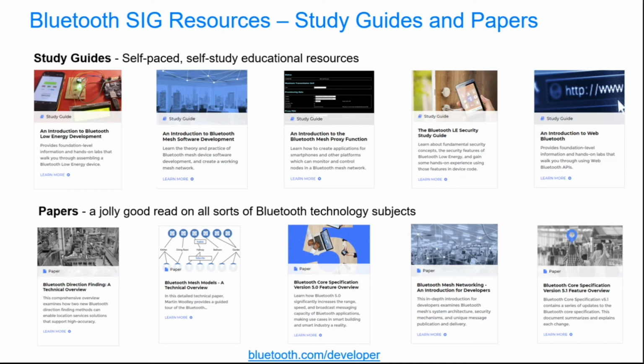Lots of papers as well. Papers are an easier read than the specifications. They're intended to introduce you to subjects. So if you're short of time and just want to get your head around something new, go look at some of the papers. There's some really good stuff there, which I think will meet the need.